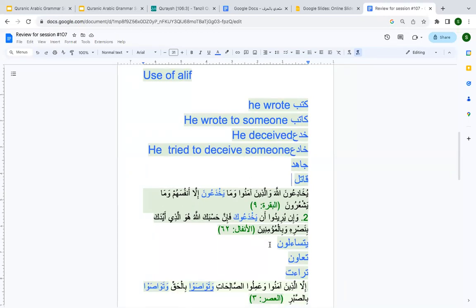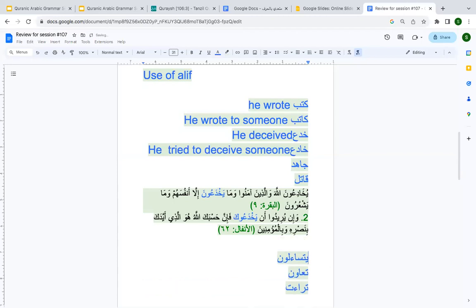So, sa'ala. When I asked you this word, what do you think is the meaning of sa'ala? He asked, right? And when I ask you this word, tasa'ala, what do you think? He asked someone.